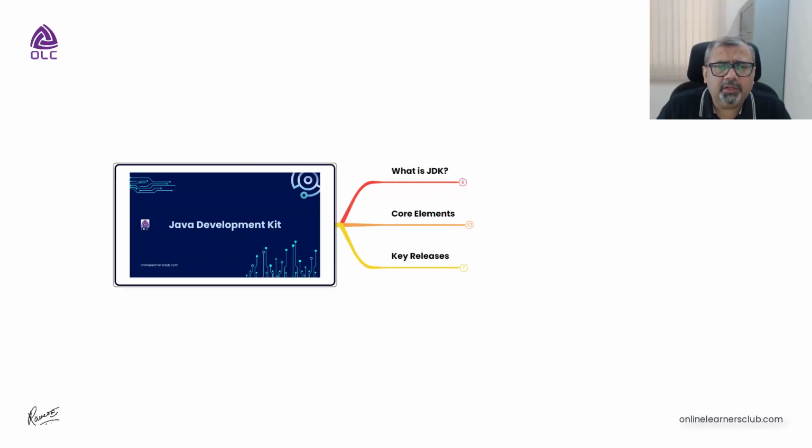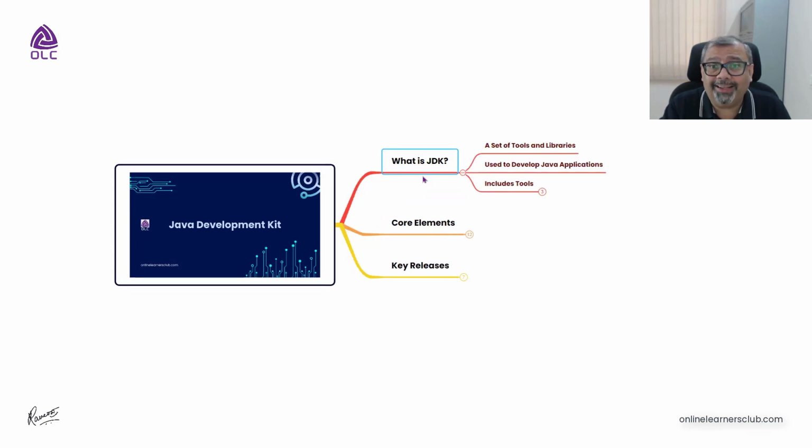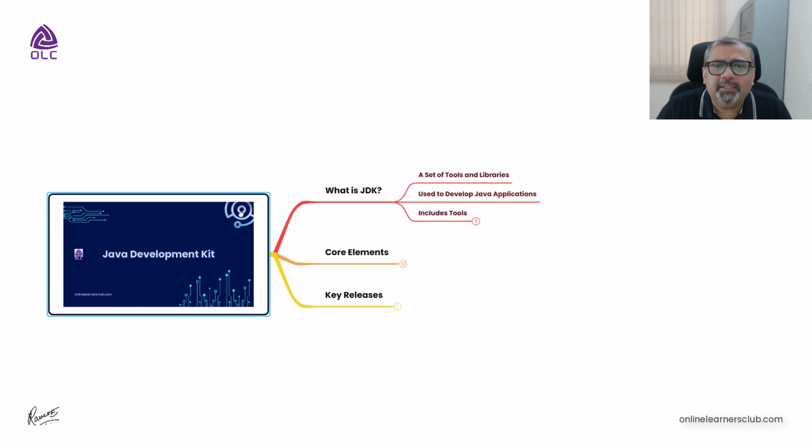Let us explore Java Development Kit. So what is Java Development Kit, or in short we call it JDK? JDK is basically a set of tools and libraries. There are various tools that are required for a developer, and there are various libraries which are required as part of the standard Java application programming interface. So everything is put in a nutshell called Java Development Kit.